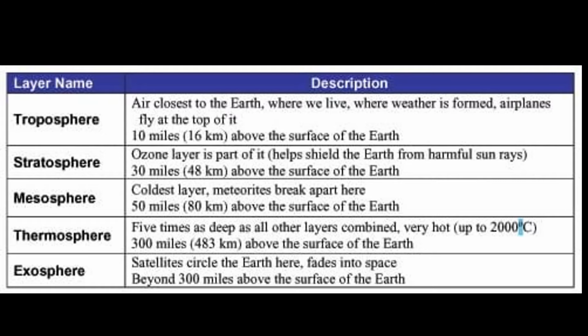The mesosphere is the coldest layer, where meteorites break apart, 50 miles or 80 kilometers above the surface of the Earth, while the thermosphere is 5 times as deep as all other layers combined. It is very hot, with up to 2000 degrees Celsius temperature. It can be found 300 miles or 483 kilometers above the surface of the Earth. And lastly, the exosphere, where satellites circle the Earth and which fades into space. It is beyond 300 miles above the surface of the Earth.